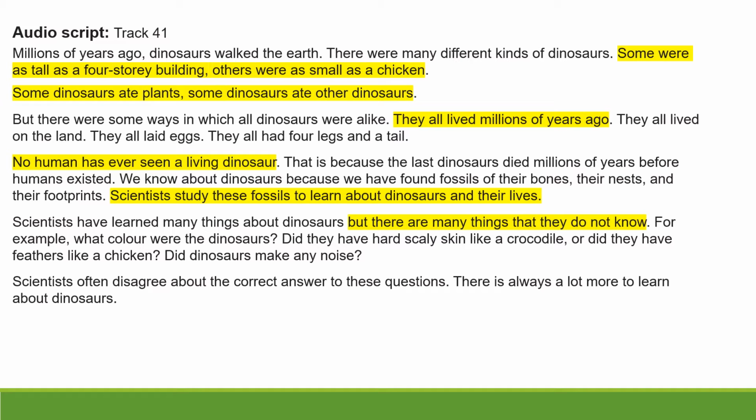1, 2, go. Millions of years ago, dinosaurs walked the earth. There were many different kinds of dinosaurs. Some were as tall as a 4-story building. Others were as small as a chicken. Some dinosaurs ate plants. Some dinosaurs ate other dinosaurs. But there were some ways in which all dinosaurs were alike. Now continue from there.